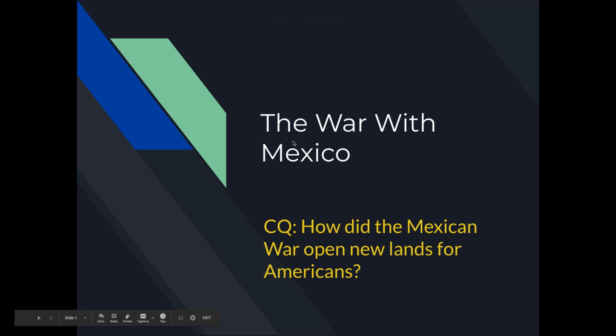The war with Mexico. Now our CQ is, how did the Mexican War open up new lands for America? Within this question, we're obviously going to see that we went to war with Mexico, and in doing so, we gained more land. This is going to tie directly into Manifest Destiny, a lesson we had 2 lessons ago.